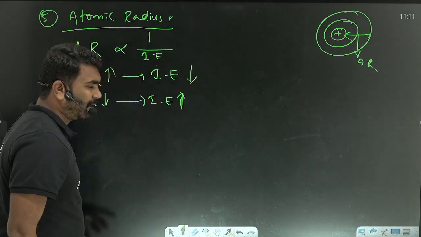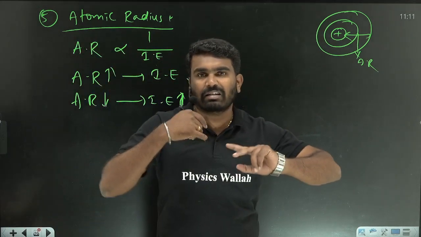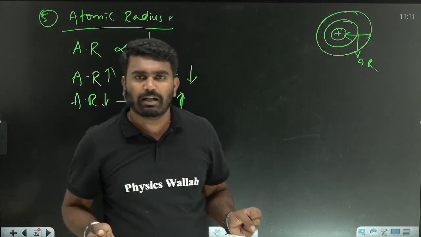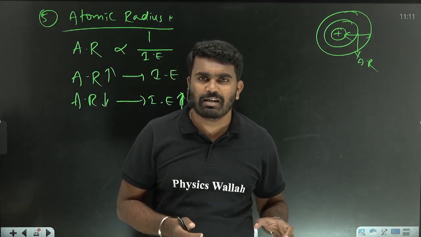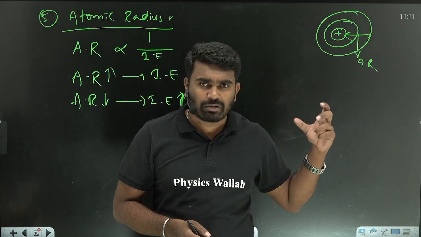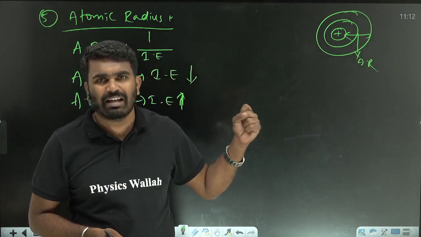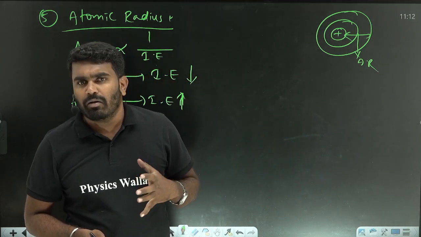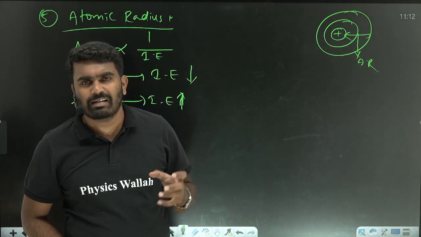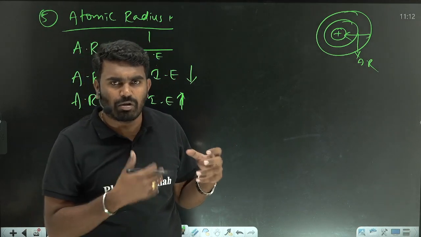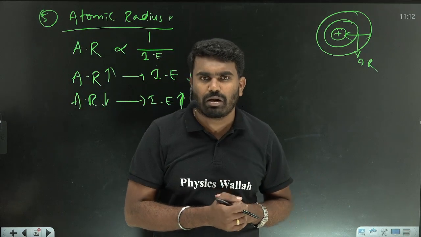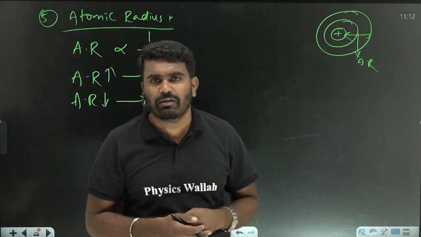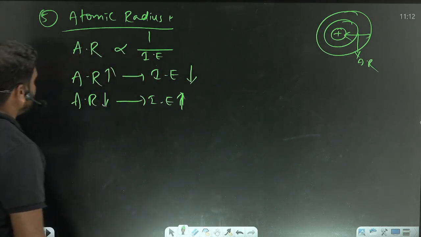If the atomic radius is more, the attraction between the nucleus and the outermost shell decreases. So the electrons in the outermost shell are less attracted by the protons or nucleus, and the nucleus cannot show much effect on the last shell. So we can remove electrons from the last shell easily. Okay, so this is atomic radius.